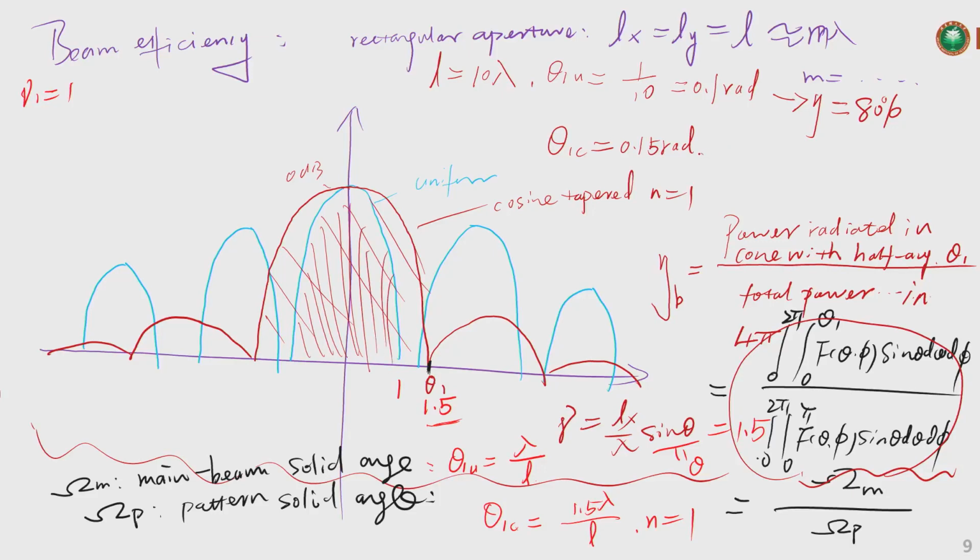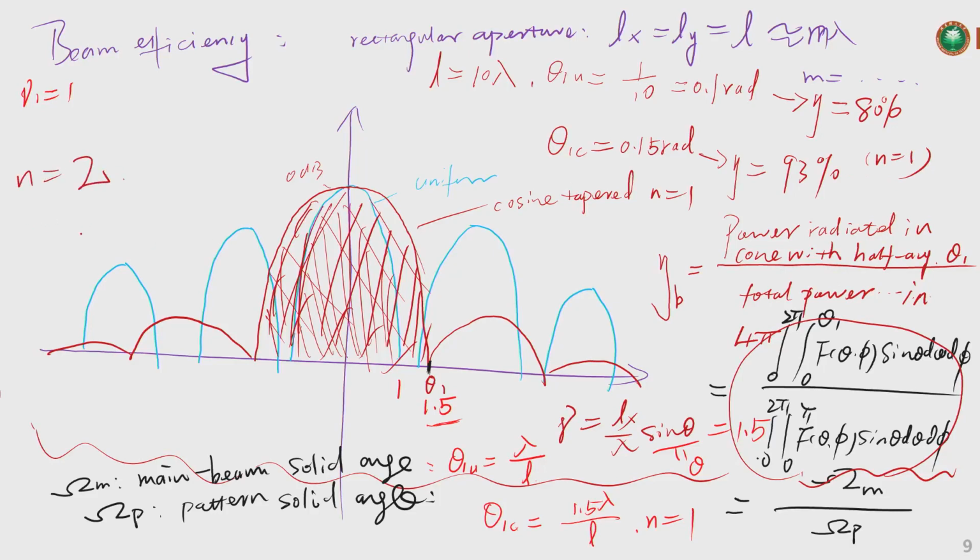And for this part, it's related to eta equals calculation 93%. So that means 93% of the radiated energy is contained in this main lobe. And this is just for n equals 1, right? So when we increase n to 2, for example, the generated eta becomes 98%. So it becomes wide, but almost all the radiated energy is contained in the main beam.